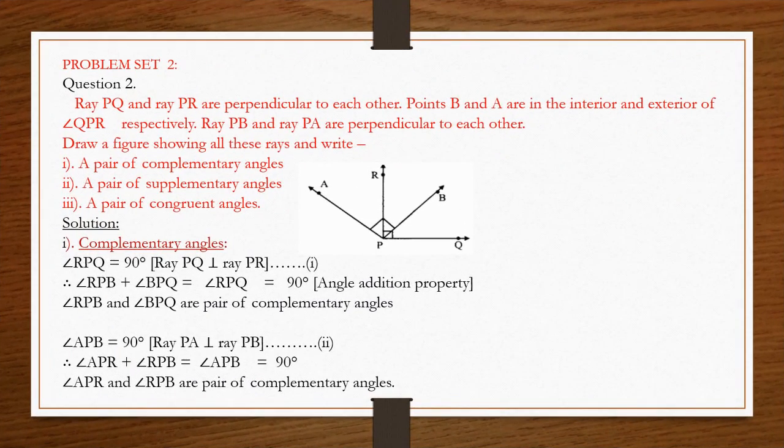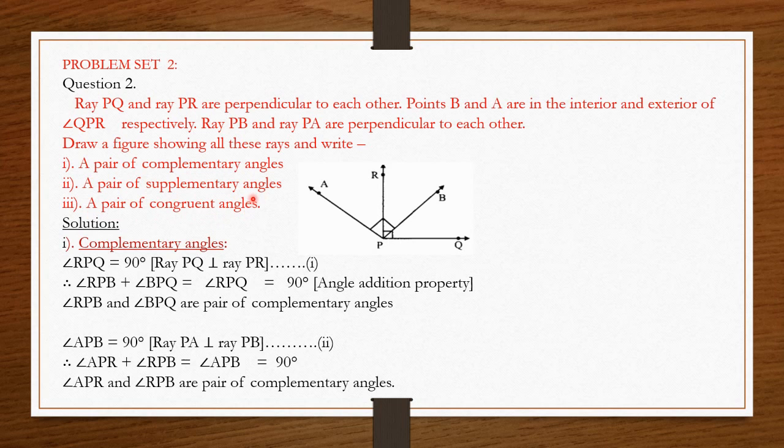Question 2. Ray PQ and ray PR are perpendicular to each other. The points B and A are in the interior and exterior of angle QPR respectively. Ray PB and ray PA are perpendicular to each other. Draw a figure showing all these rays and write: first one, a pair of complementary angles; second one, a pair of supplementary angles; third one, a pair of congruent angles.